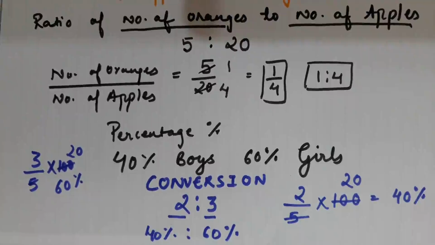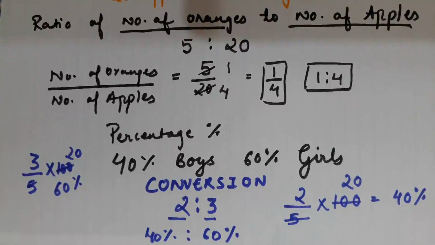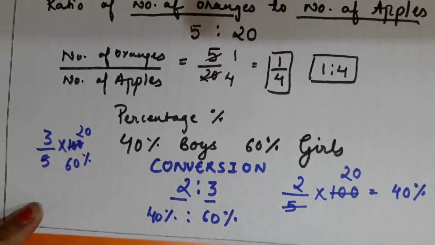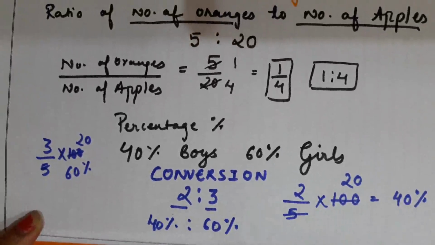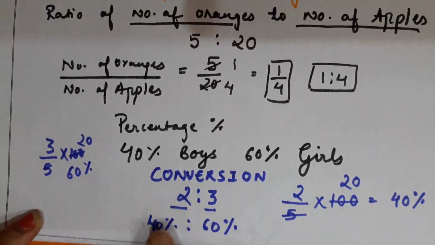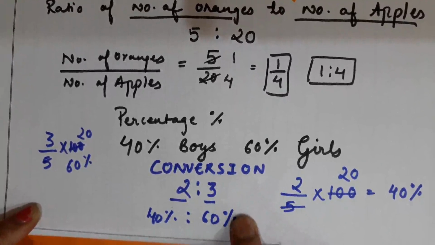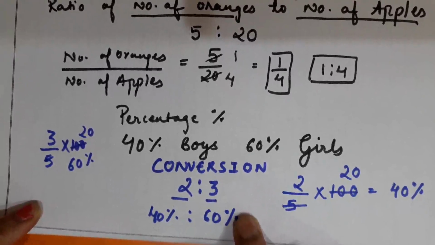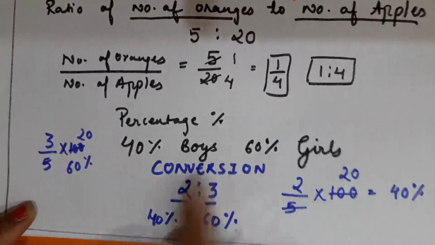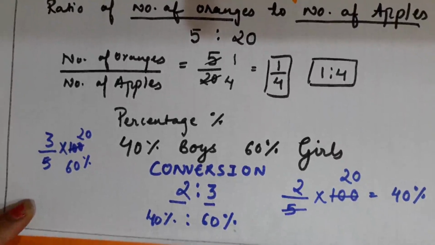Now if we need to find the whole percentage of ratio 2:3, if we want to convert 2:3 as a whole into percentage, here I have calculated the percentages separately, 2 separately and 3 separately. But if in total we have the ratio 2:3 and want to find the total percentage, how can we find it out?